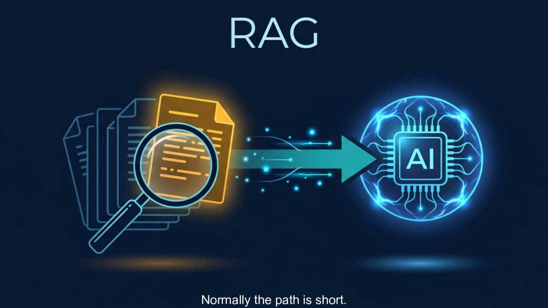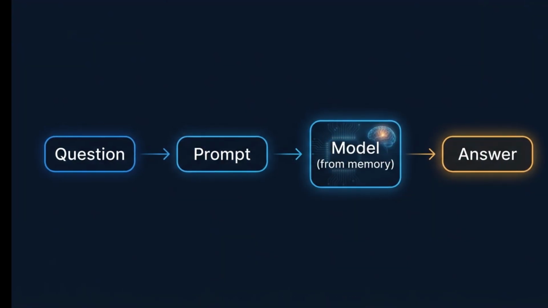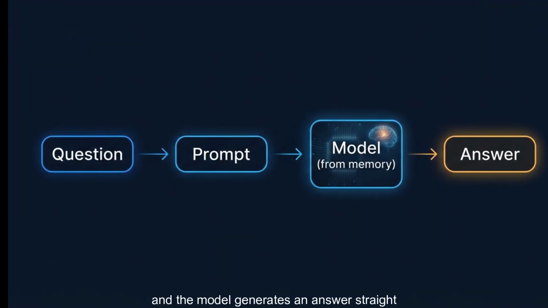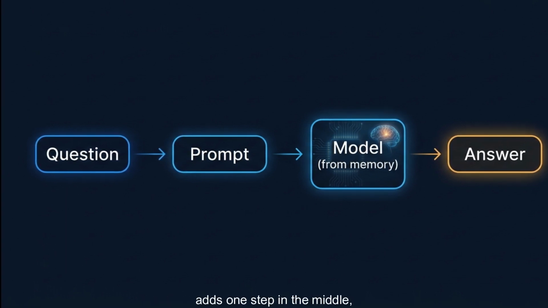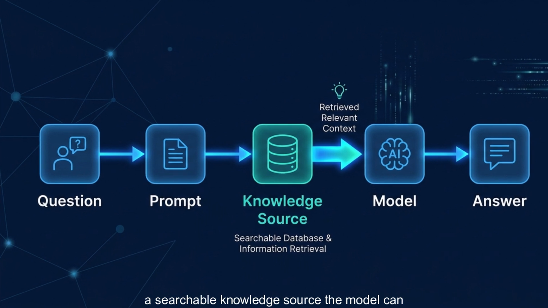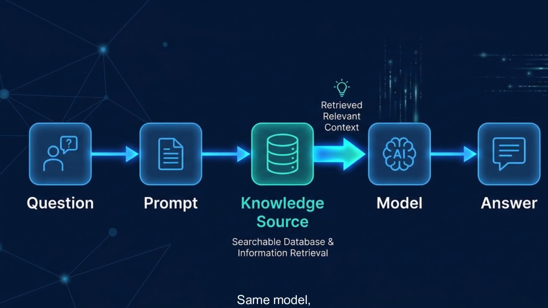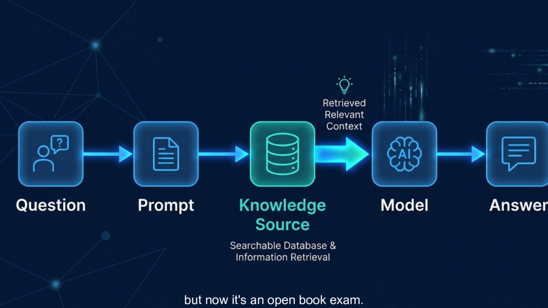Normally, the path is short. Your question becomes a prompt, the prompt goes to the model, and the model generates an answer straight from memory. RAG adds one step in the middle, a searchable knowledge source the model can pull from. Same model, but now it's an open book exam.